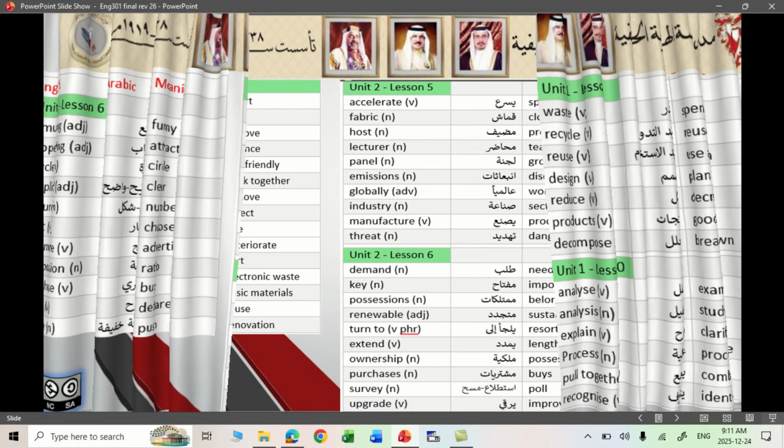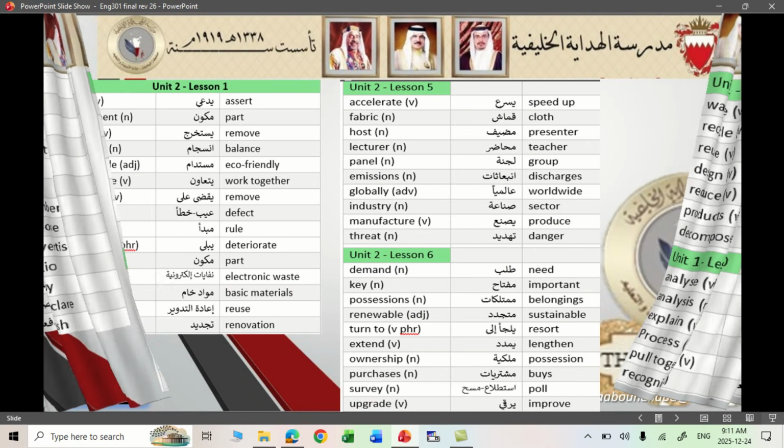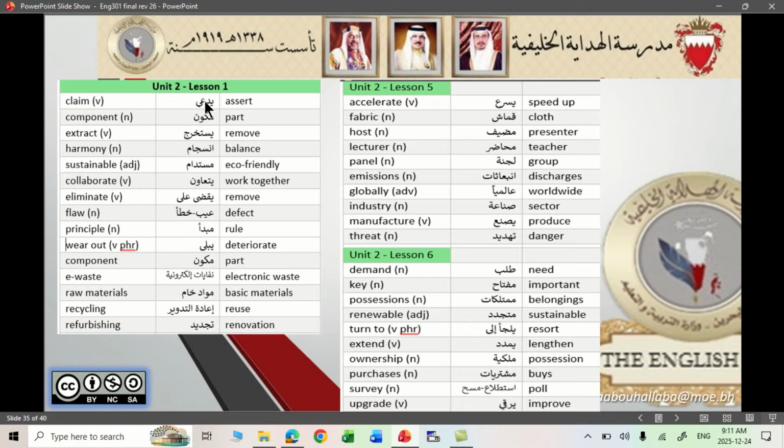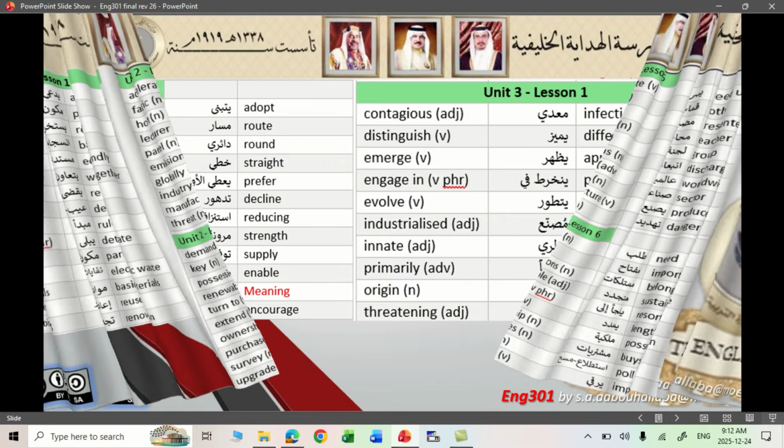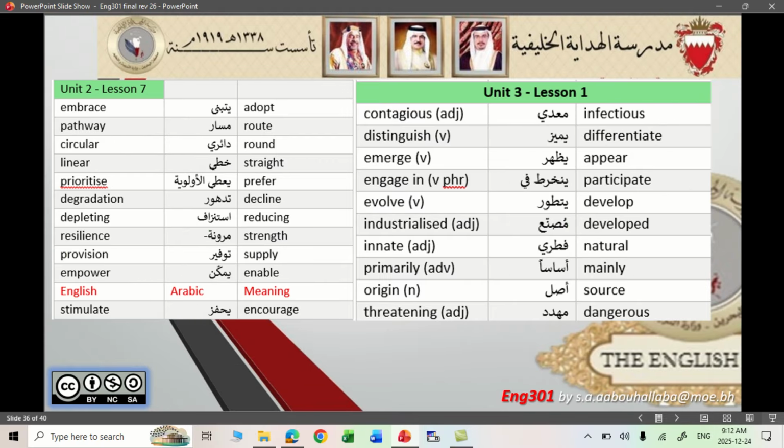Here we come to Unit 2, and these are the words. As you can see, you have the main word, you have the Arabic meaning, and you have a synonym, because sometimes you need to match words with their synonyms in the exam. So you already know that harmony, the word that might have a similar meaning is balance, for example, or the word panel is similar to group or committee. The word key is similar to important or essential, and so on.